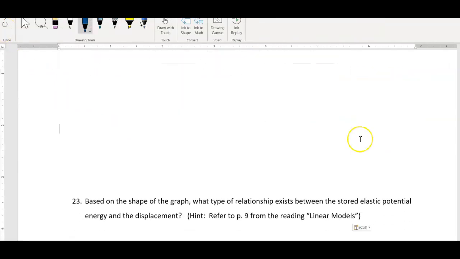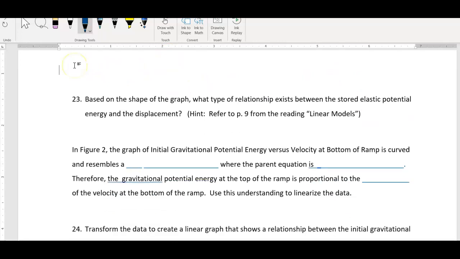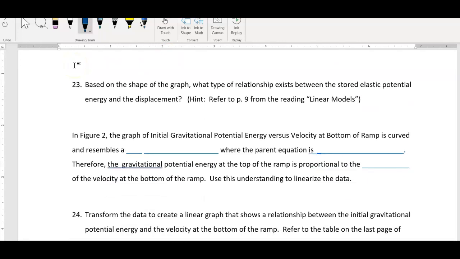Okay, and then below figure 2 it says, so based on the shape of the graph, what is the relationship that exists? And if you notice, it's just got some places for you to fill in some blanks. It's curved and resembles a parabola, where the parent equation is... So this is just the equation of a parabola, right? C is just some constant of proportionality. You know, it's just a shape factor, okay? But anyway, y is proportional to x squared.